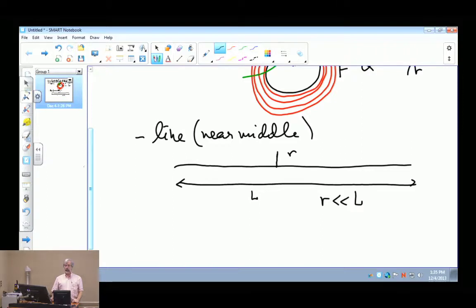Okay, any thoughts about how the force and the potential will depend on the distance from the line? What's that? Would the force be straight up proportional to the distance, rather than 1 over the distance? Is it proportional to the distance?